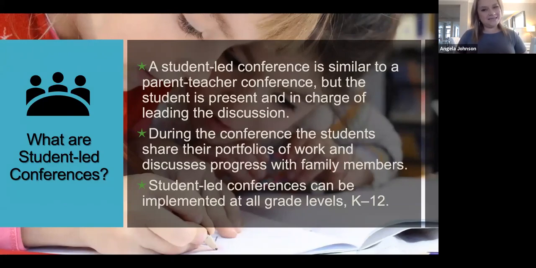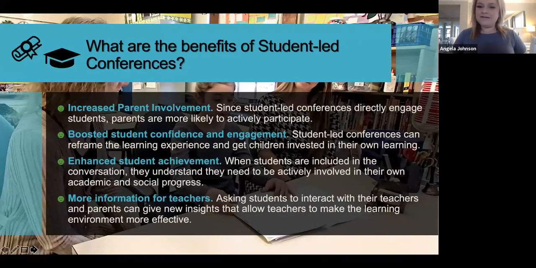That's really good because then the teacher gets to watch and see what the student is capable of doing and sharing, and then the parents might have questions and the teacher is there to answer, of course, but it puts the student at the center of the whole process, which is really great. It's very empowering, right? And the third point is student-led conferences can be implemented at all grade levels, K all the way to 12. And I would even extend that to toddler age, right? Why can't they do that? That's possible.